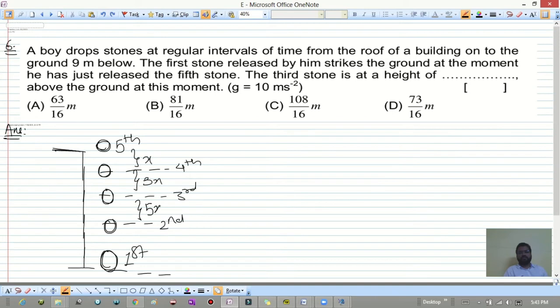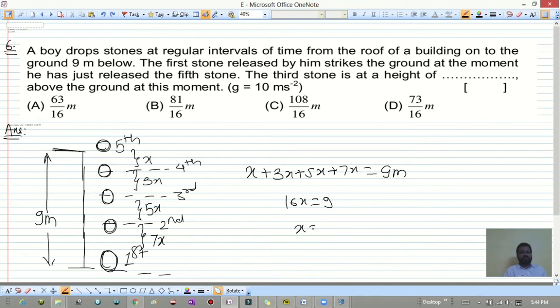Why? Because of Galileo's law, isn't it? Galileo's law of odd numbers, right? So x plus 3x plus 5x plus 7x must be equal to the height of this building, and that is given 9 meter. So 16x is equal to 9. So what is x then? 9 divided by 16. They want what is the third stone height.